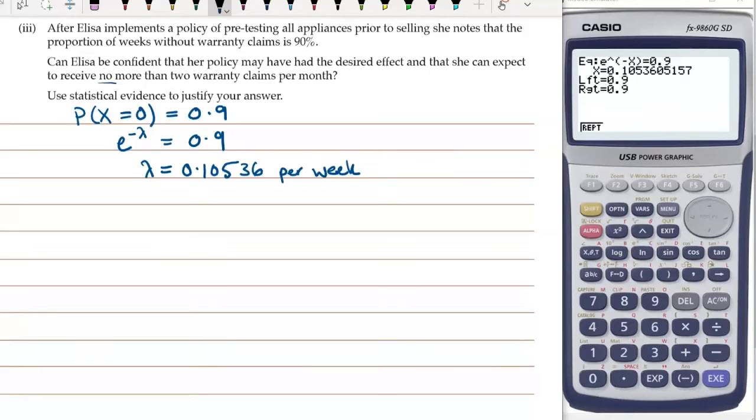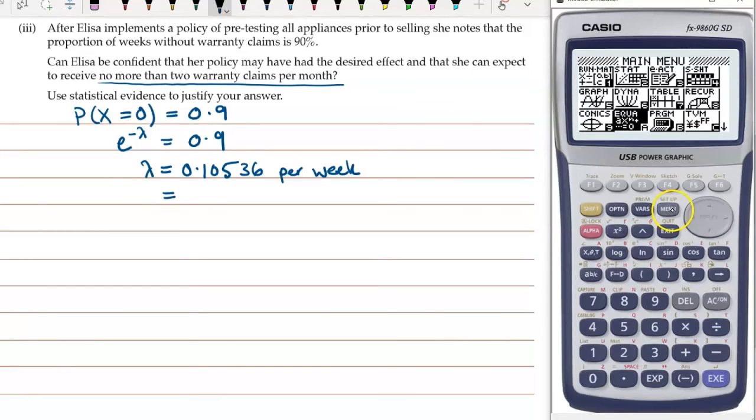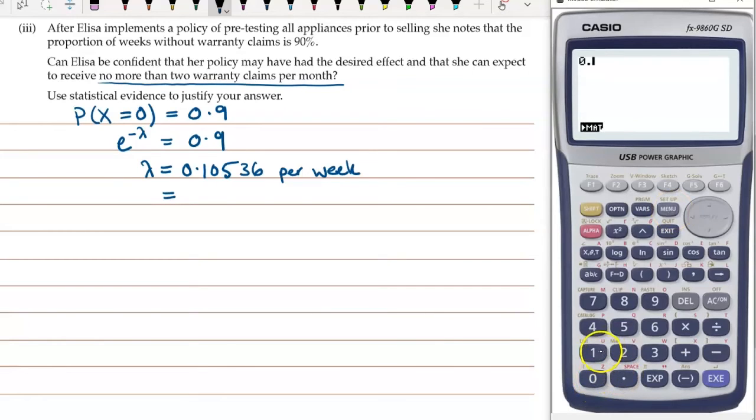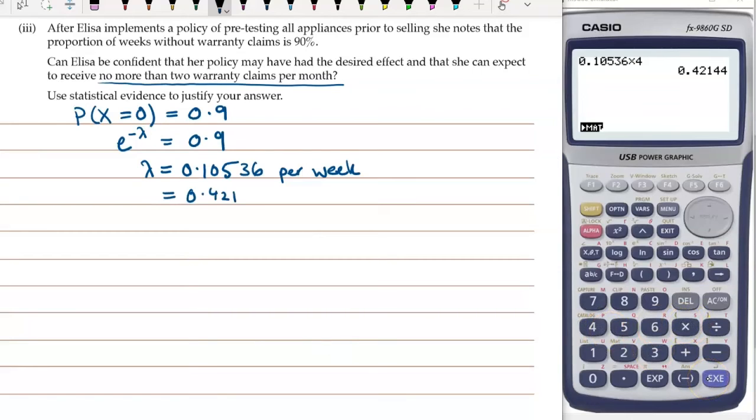Now we want to work out the no more than 2 warranty claims per month thing. So if we times that by 4, we've got 0.10536 times 4, which is 0.4214 per 4 weeks, which we were told in the question to count a month as being 4 weeks. So we'll carry on with that.